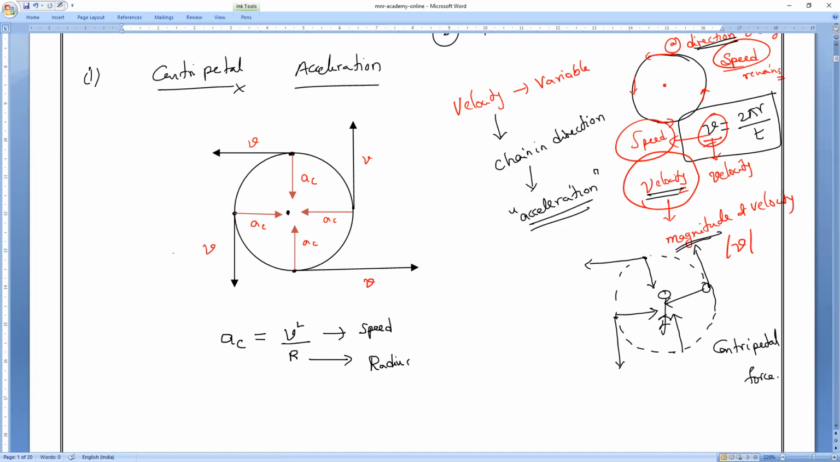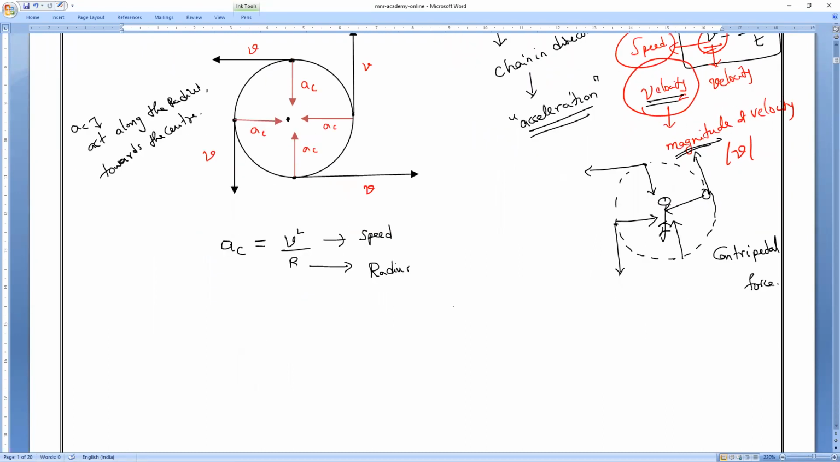And keep it in mind, centripetal acceleration acts along the radius, or it will always act towards the what, guys? It will always act towards the center. Understand, Aswita? Clear?